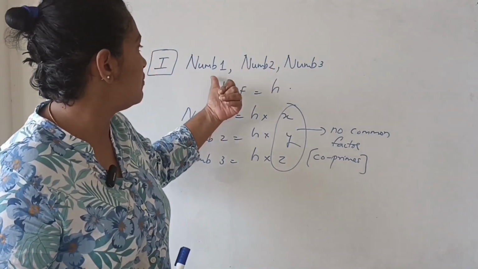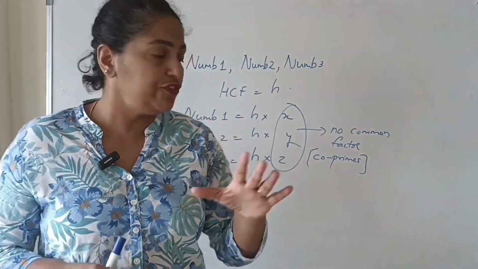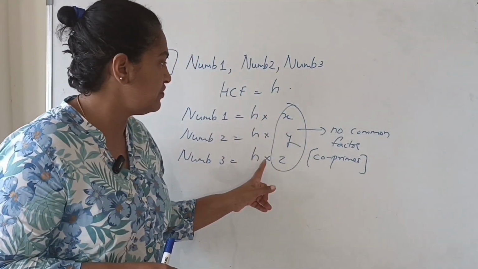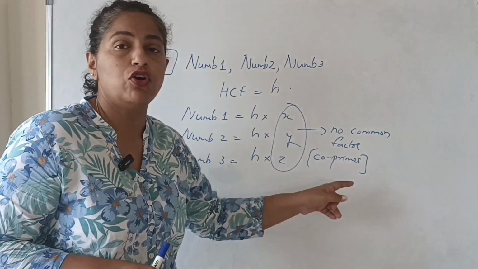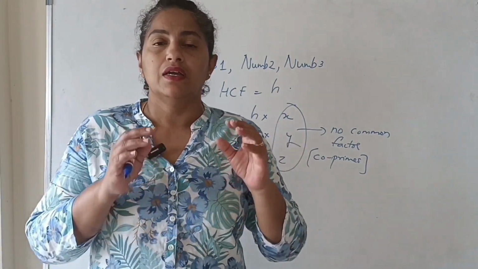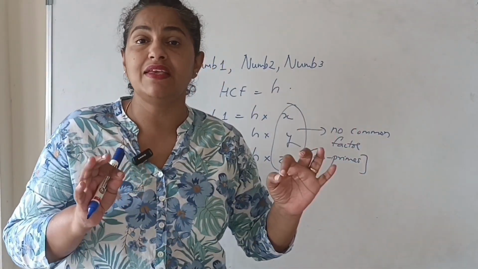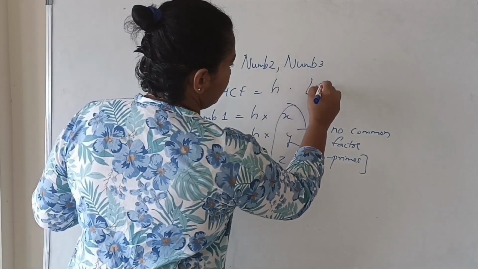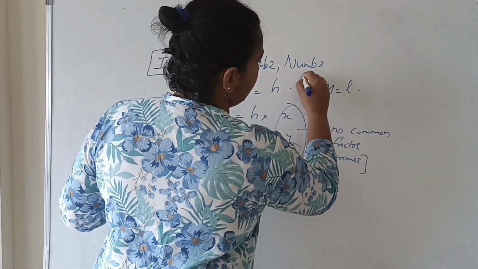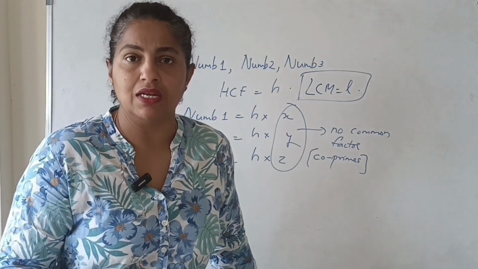I have mathematically written down what we just studied. If you have 3 numbers, number 1, 2 and 3, which have a common HCF of H, then I can represent the numbers in this way, where X, Y and Z are co-primes, they do not have any common factor between themselves. Okay. Now we go to the second point. Suppose these 3 numbers have an LCM of L. What can you say about the LCM L?